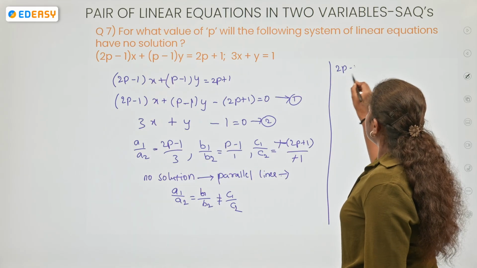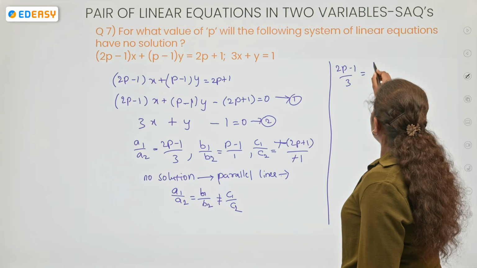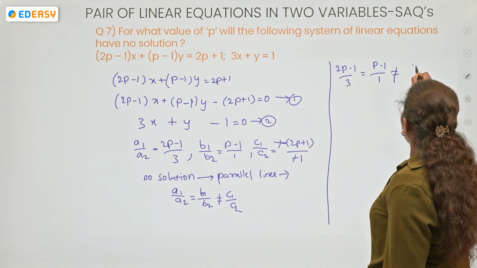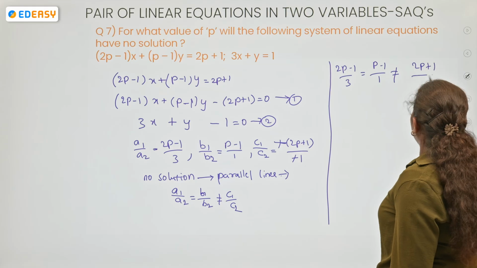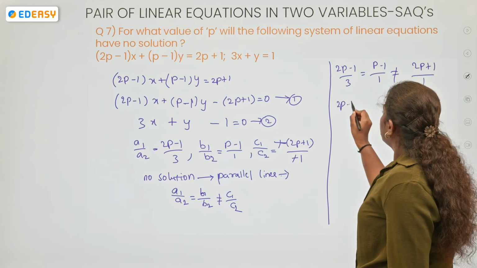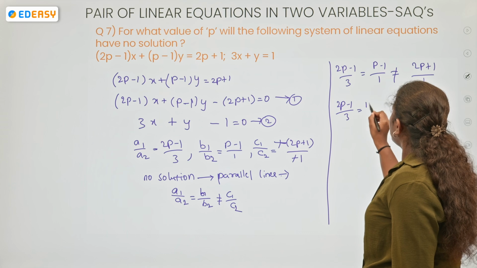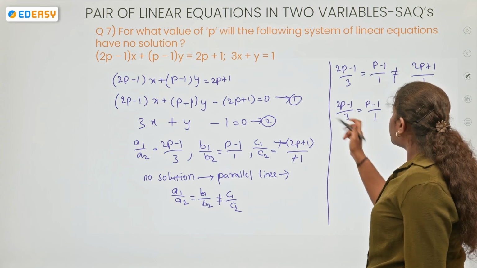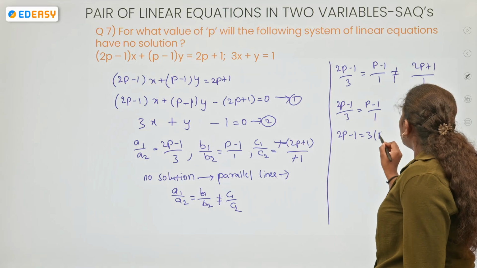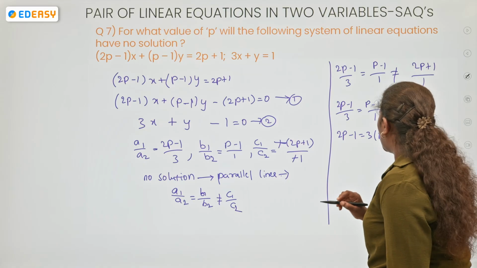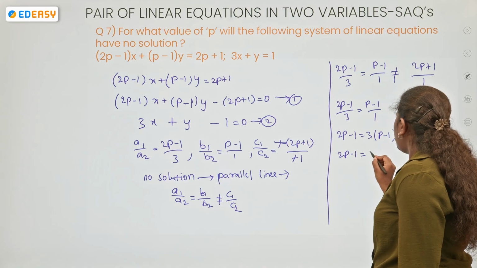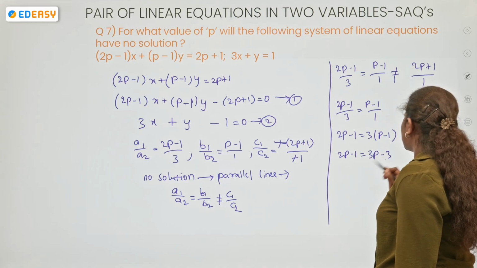(2p minus 1) by 3 is equal to (p minus 1) by 1, which is not equal to (2p plus 1) by 1. Okay, take the first equality: (2p minus 1) by 3 equals (p minus 1) by 1. If you do the cross multiplication, 2p minus 1 equals 3 into (p minus 1). Now 2p minus 1 equals 3p minus 3.